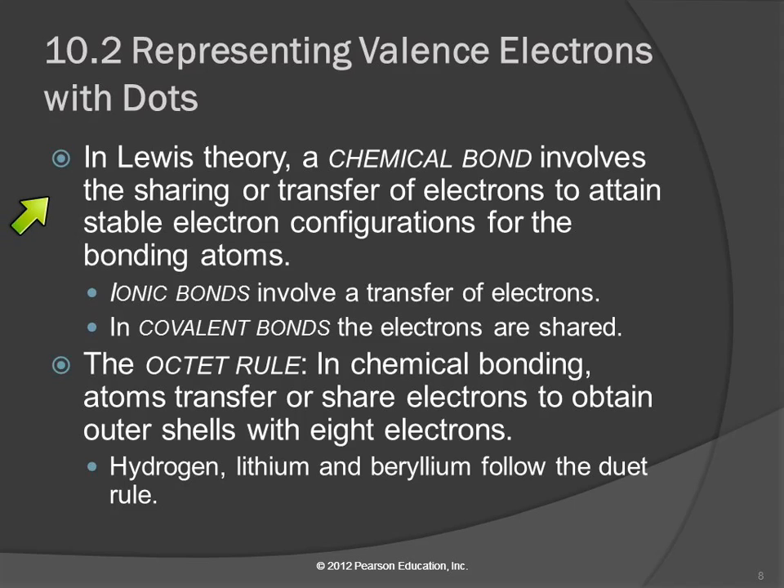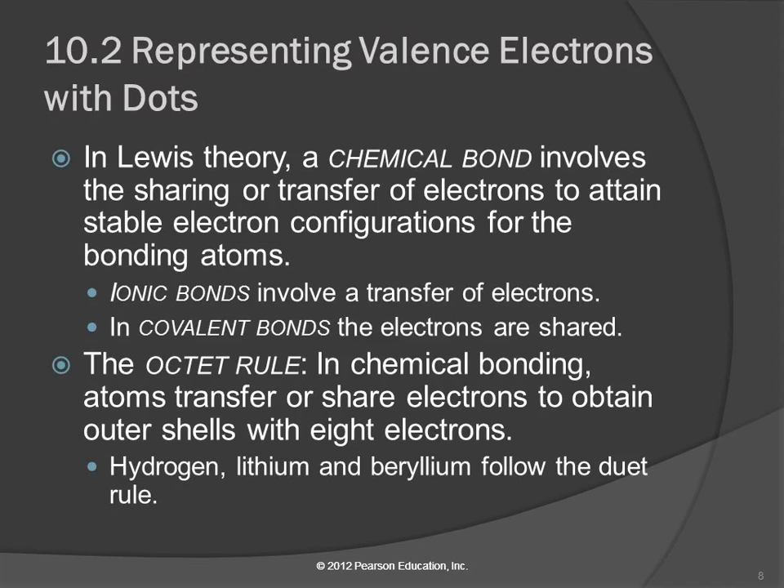So in Lewis theory, when we look at bonds, a chemical bond involves the sharing or transfer of electrons. And we see that atoms do that in a way to obtain stable electron configurations for the bonding atoms. So in an ionic bond, we have electrons being transferred. The metal says, here, I'll give you this electron. The nonmetal says, oh, great, thanks, and takes it. Now we have a positive charge and a negative charge, and they are attracted, and that is ionic bonding.